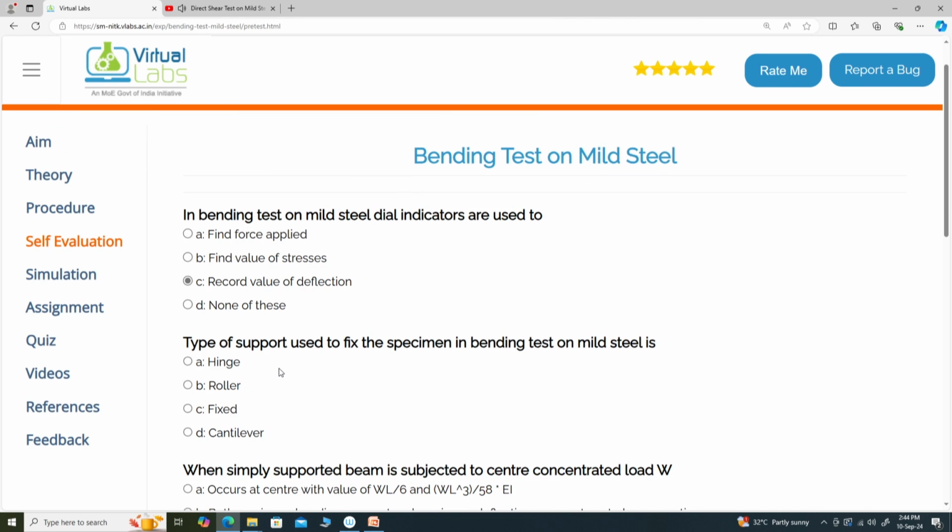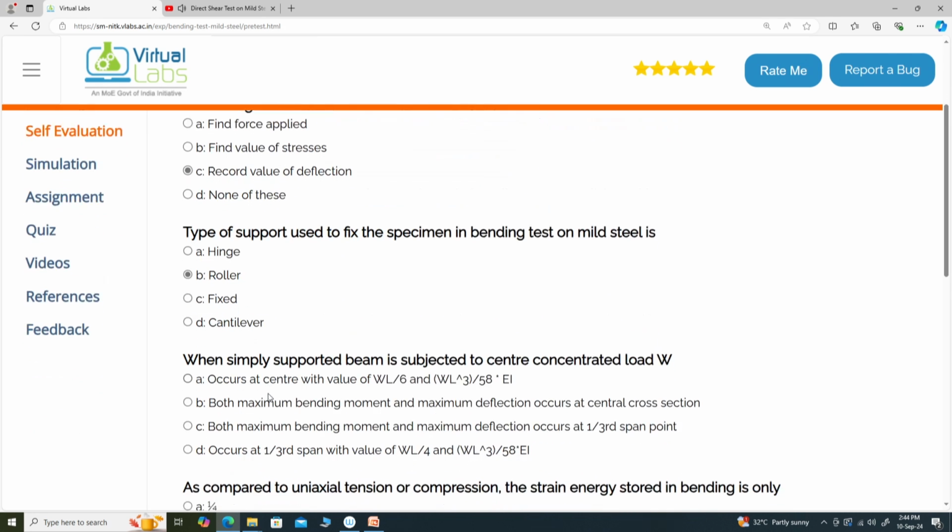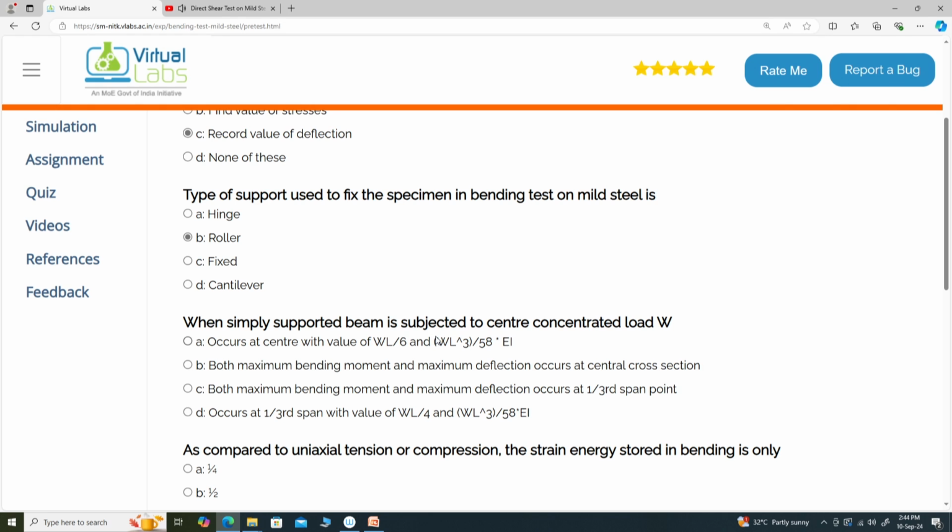Then, type of support used to fix the specimen in the bending test on mild steel is, what kind of support is there? The support that is given is a roller support. When a simply supported beam is subjected to center concentrated load W, then load W occurs at center with value of WL by 4 and WL cubed by 48 EI. Both maximum bending moment and maximum deflection occur at central cross section. This is correct. The B answer is correct here.